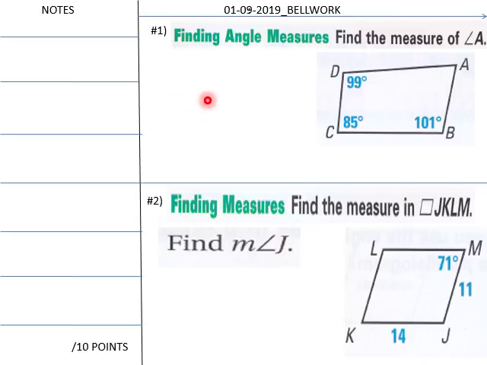Teachers, here's a bell ringer for today. Give your students a problem to find the measure of J. Give your students 5 minutes to do this.